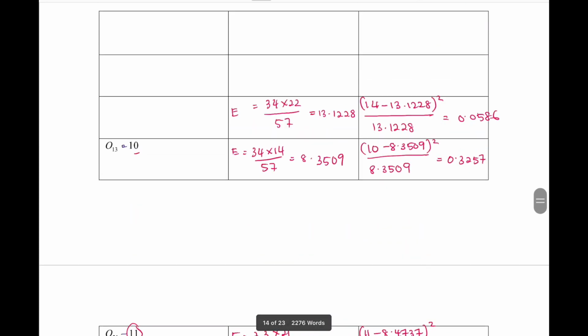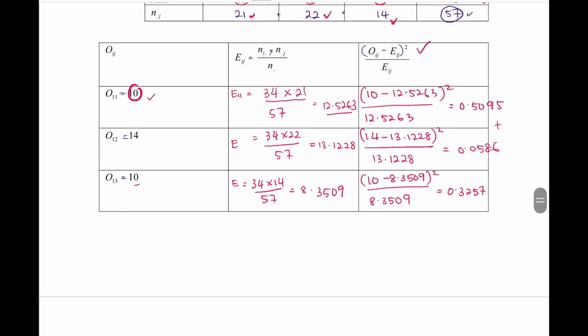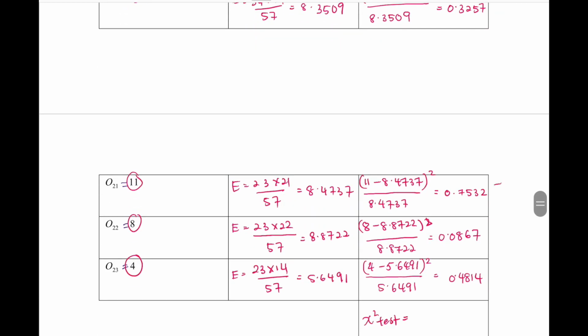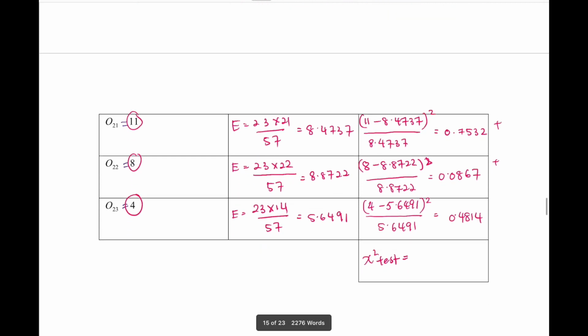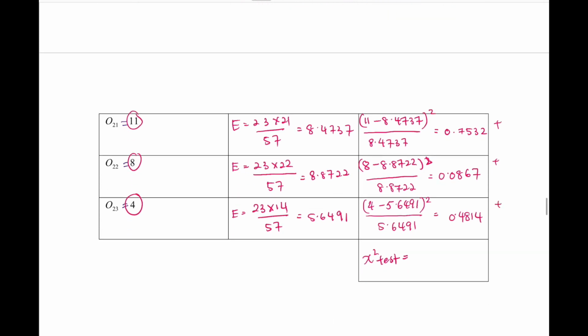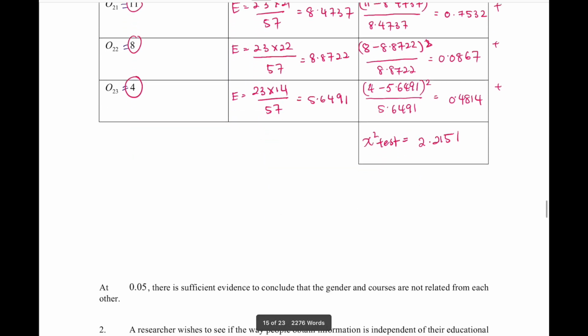The chi-square test is equal to 0.5095 plus 0.0586 plus 0.3257 plus 0.7532 plus 0.0867 plus 0.4814. Here you will get 2.2151. So make sure you correctly press your calculator.